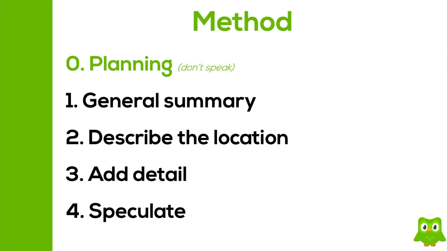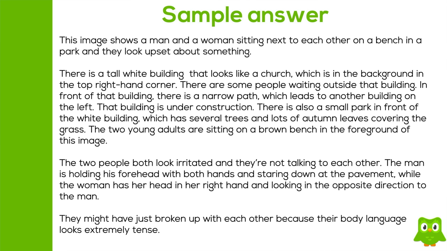Then the first thing you should do is give a general summary. You should do this in one or two sentences. You can go into some detail, but don't go into too much. The second part is the most important. Here you want to describe the location. Remember to use adverbs of place when doing this. Part 3, you want to add detail to the important part of the picture. And part 4, if you have time, you can make some speculations about what has happened or what is happening in the picture. This is my sample answer. You can pause this and read it, and I'll also copy and paste this into the description below.